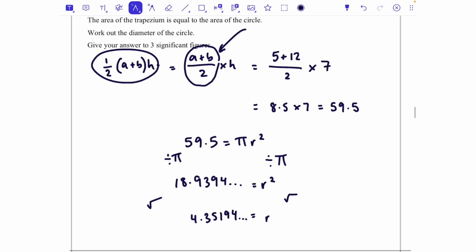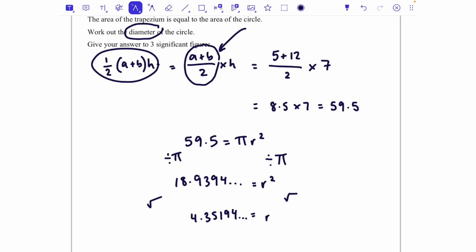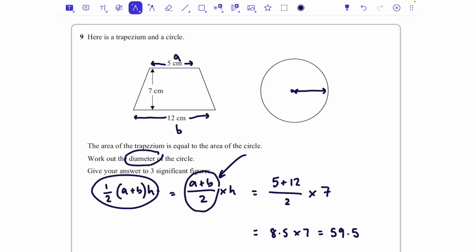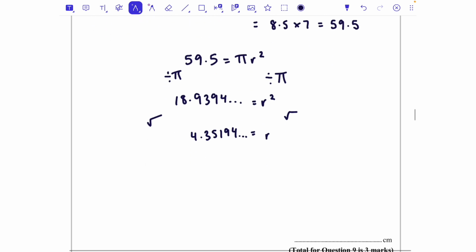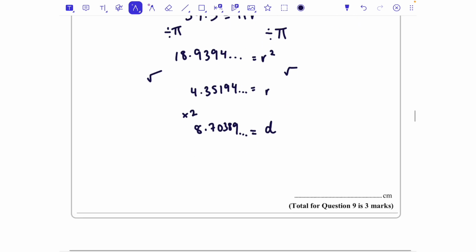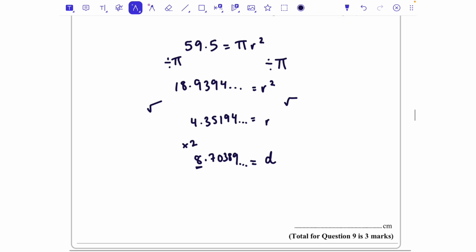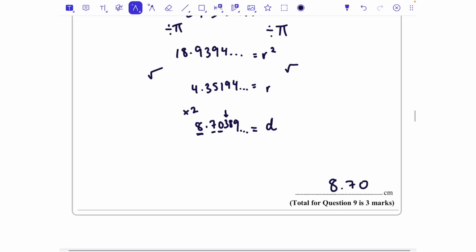That is not my final answer because we were asked not for the radius, but for the diameter. Now the radius goes from the middle of the circle to the edge, but the diameter goes all the way across. So the diameter is double. So to get the diameter here, we need to multiply that by 2, and that is 8.70389. Again, I just took the answer that was in my calculator and doubled it, and we're rounding this to 3 significant figures. So 1, 2, 3, check the next number, it's a 3, rounds down, so 8.70 is your answer there.